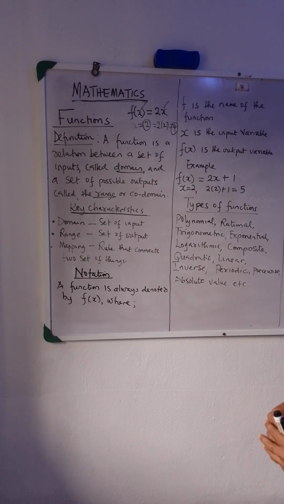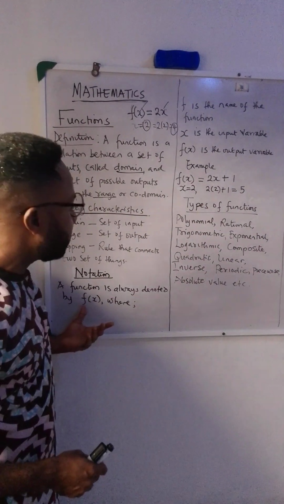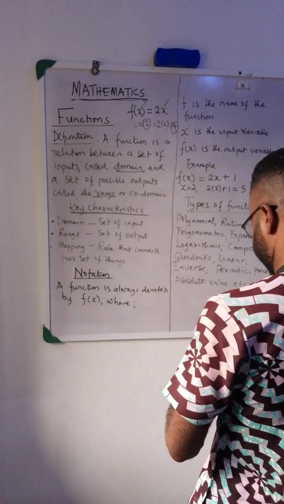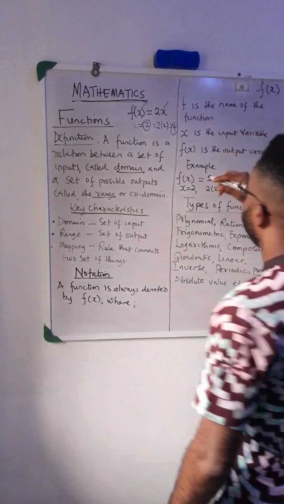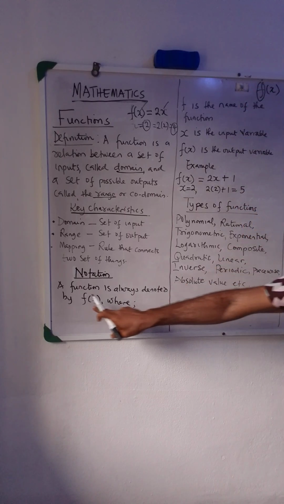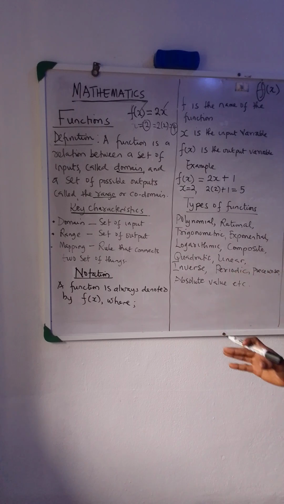Now, in talking about a function, we have what we call notation of a function. A function is always denoted by f of x. The f here is the name of the function. It can be anything. Now x is the input variable, I've said that before, and f of x is the output variable.